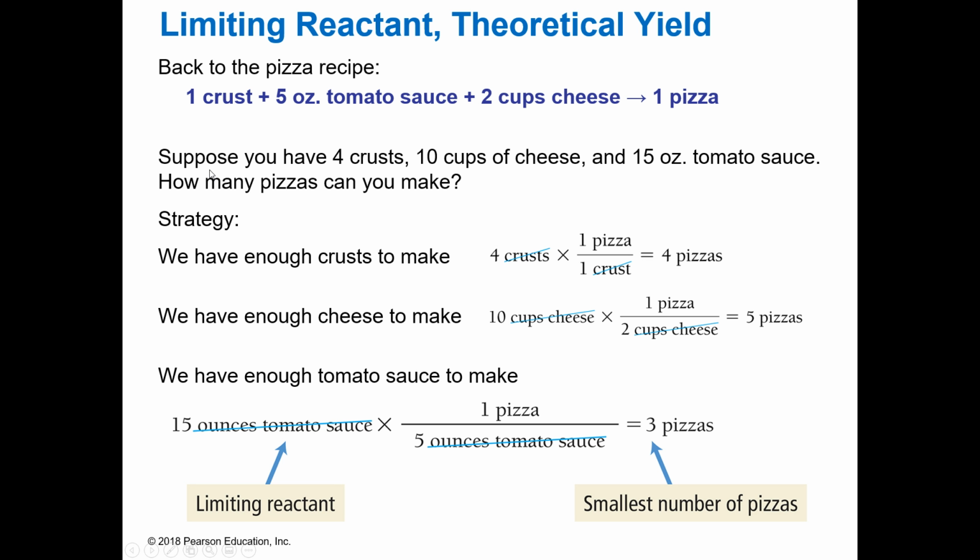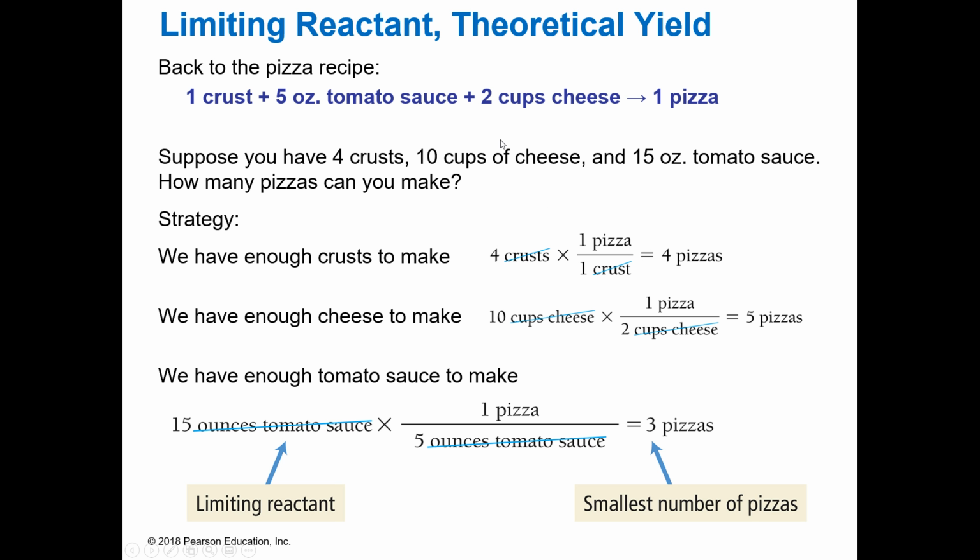All right, let's look at this problem. Let's say I have 4 crusts, 10 cups of cheese, and 15 ounces of tomato sauce. How many pizzas can I make? Well, let's look at it individually. Let's look at those 4 crusts. If I take what I'm given, 4 crusts, multiply it by the ratio of 1 crust to 1 pizza, I can make 4 pizzas. Okay. Now let's look at the cheese. If I have 10 cups of cheese, how many pizzas can I make? Well, there's 2 cups of cheese to every pizza, so I can make 5 pizzas.